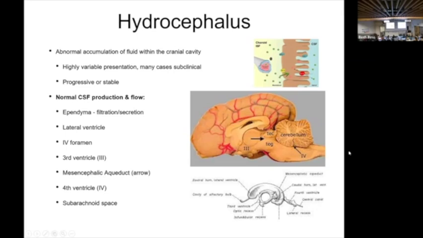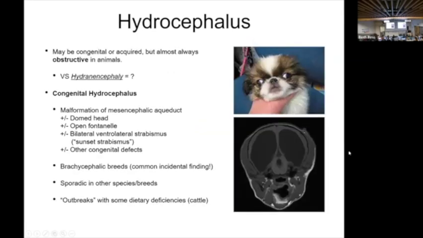This can be congenital or acquired, but in animals, it's almost always obstructive. First is hydranencephaly, remember, which is necrosis of brain tissue. And then the CSF, it's not its fault, it's just there. It's just filling up the empty space. Congenital hydrocephalus, acquired hydrocephalus, these are obstructive. So the CSF is the problem.